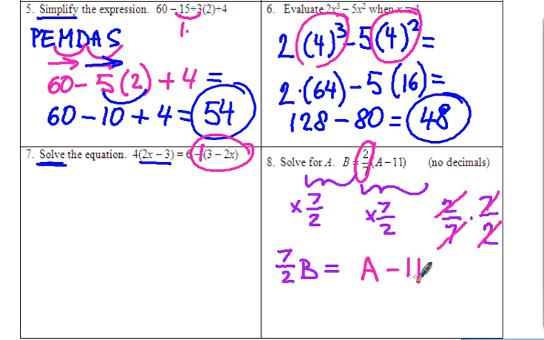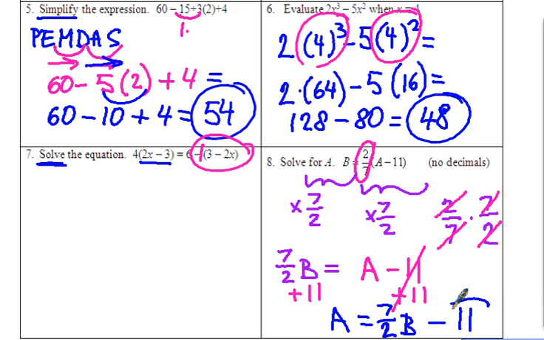So next we need to get rid of 11. And that we accomplish by adding 11. And our answer is going to be a is 7 over 2b minus 11. That's it. We cannot combine these two terms. This has a variable b, this one has no variables, they are not like terms. This is the final answer.